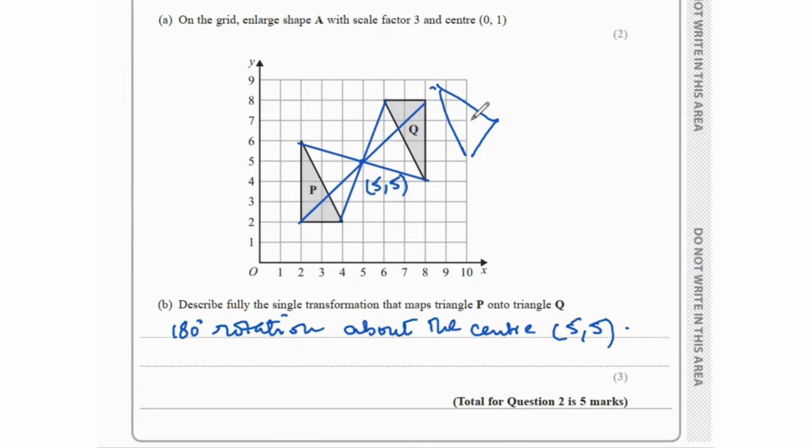So the only option we're left with is the rotation. And for the rotation, you just connect the opposite points, and that will give you the center of rotation when it's a 180-degree rotation.